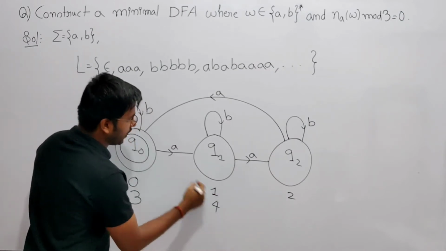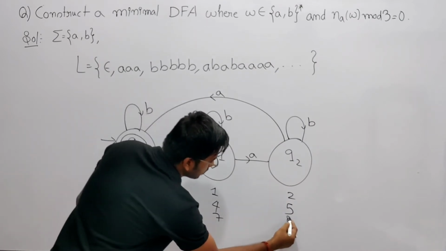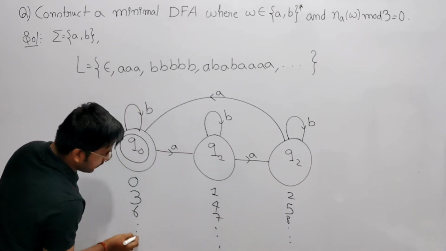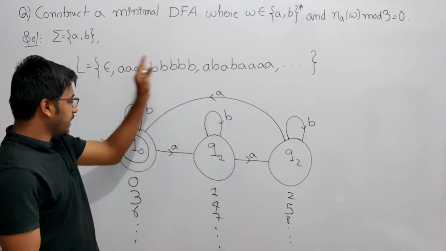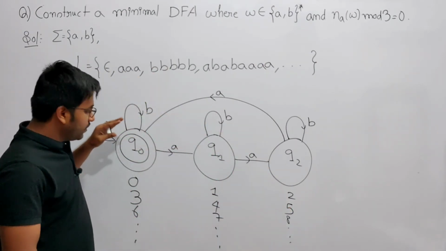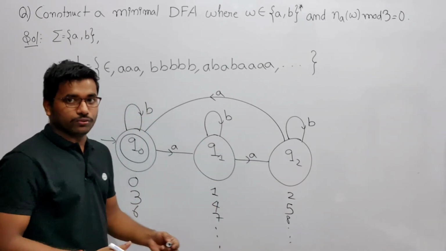Now on getting a 4, then 5, then 6, 7, like this, the number of a's will keep on increasing. Then on getting a 4, then a 5, then again coming back here at 6, divisible by 3. So this is the state: remainder 0, remainder 1, remainder 2.